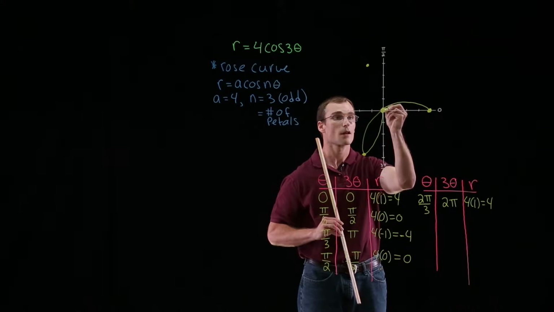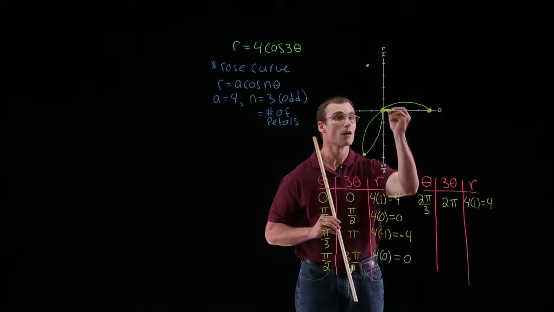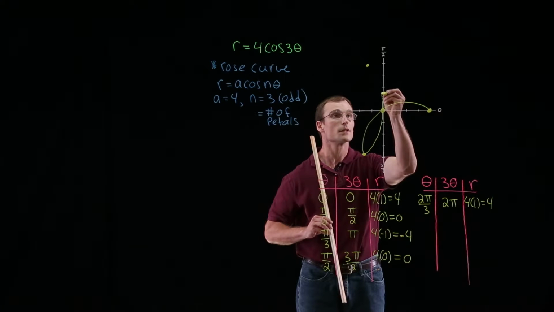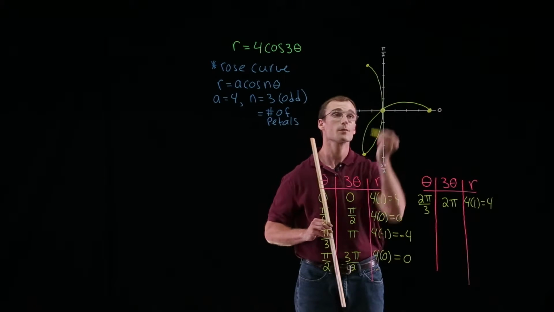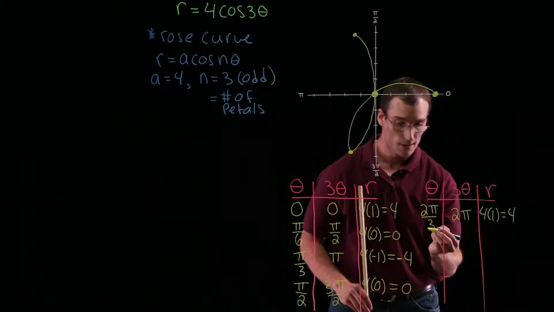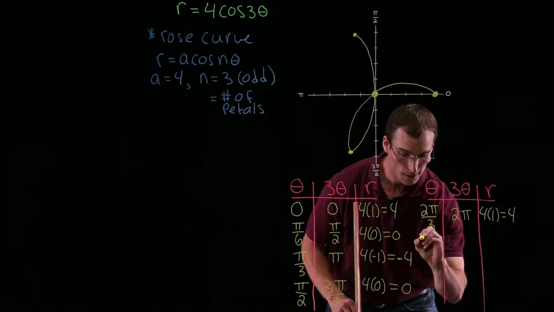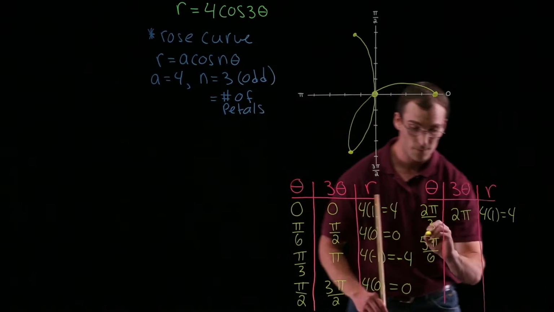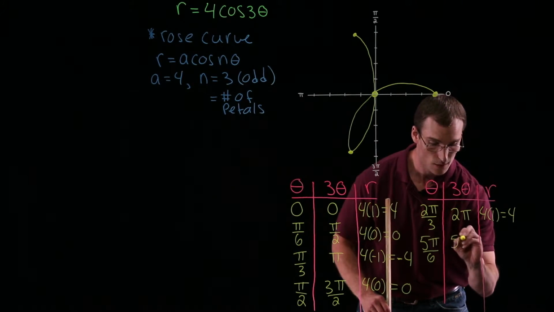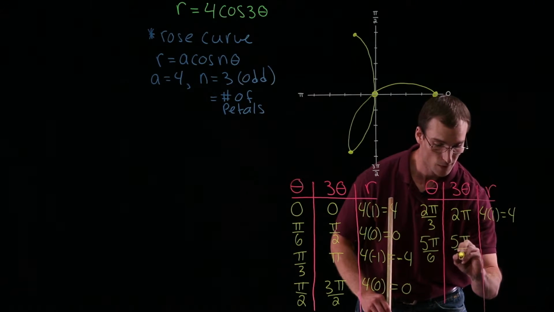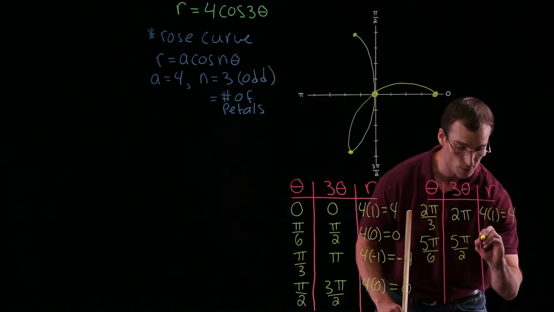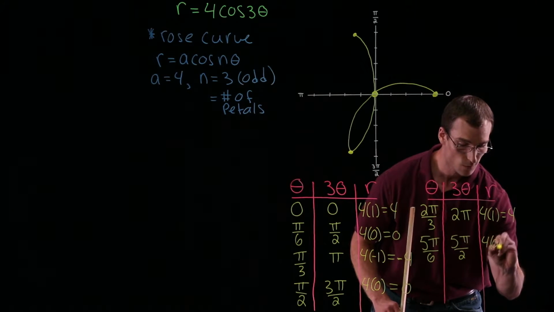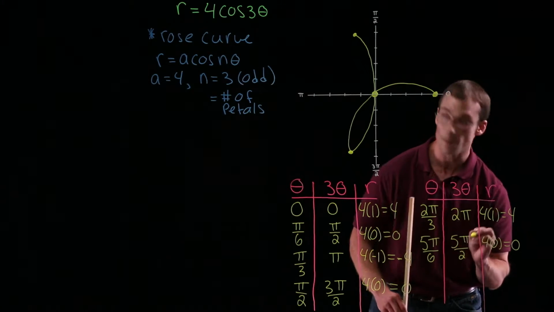So continuing our curve up through the origin, connecting to the tip of what looks like our third petal. And now taking our next angle, we'll take, say, 5 pi over 6 as theta, and 3 times that will give us 5 pi over 2, and cosine at 5 pi over 2 is 0, so r, 4 times 0, will be 0.